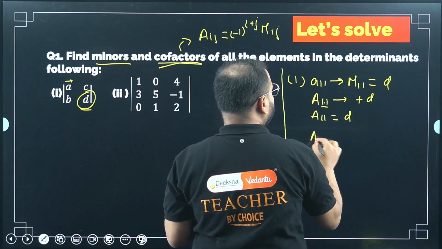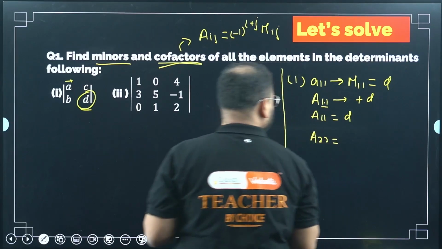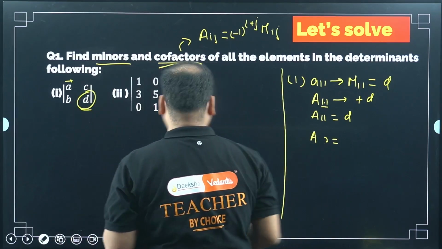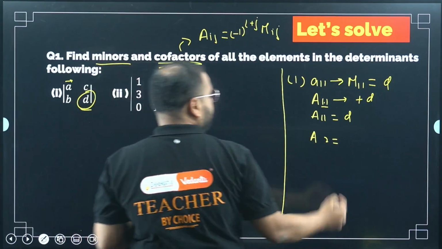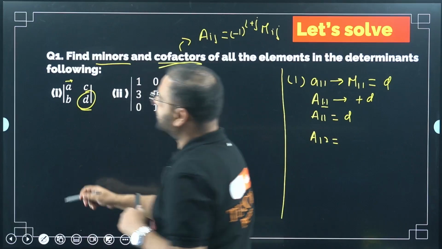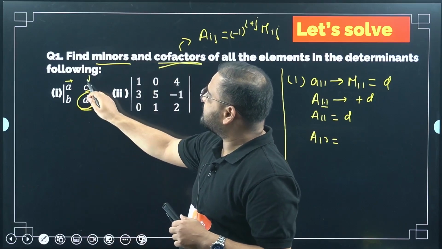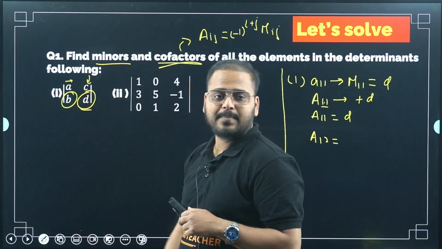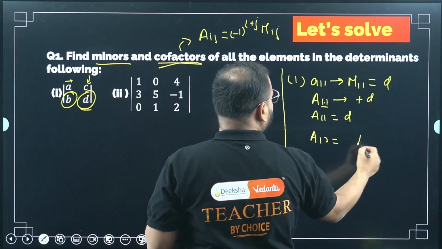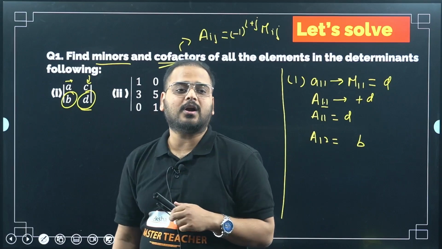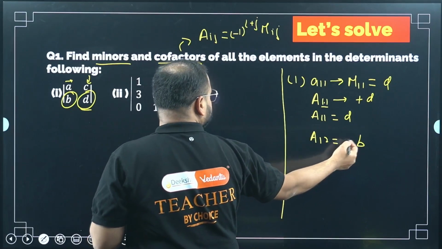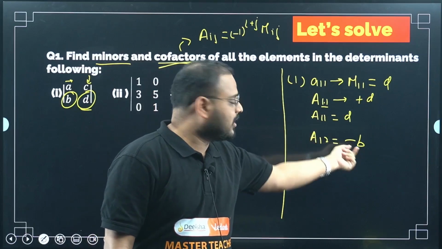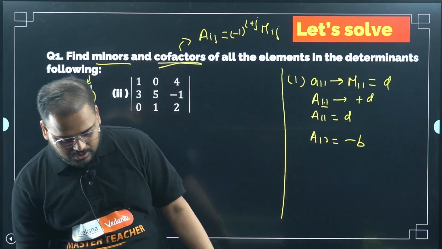What about A12? Look here. A12 is where? Here, my C is a12. So if you look at C, what is the minor here? B. So I will write B. 1 plus 2 is odd, so it will become negative. Please check here. So the cofactor is minus B.